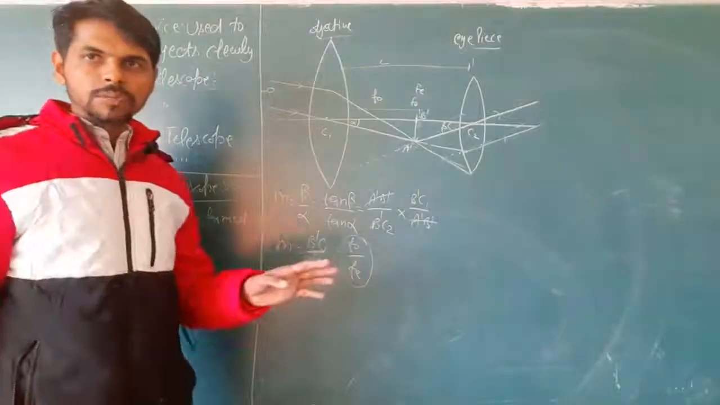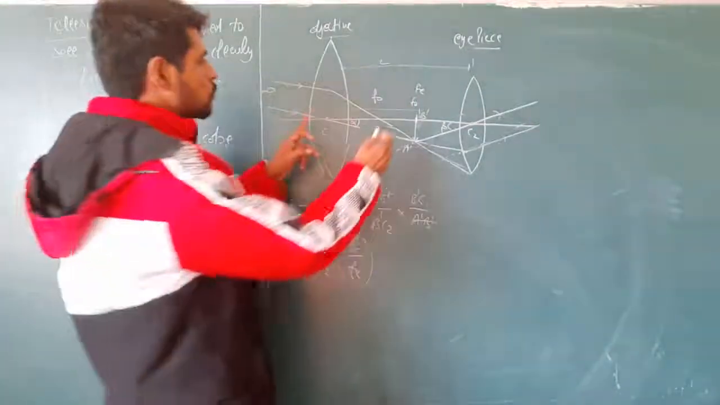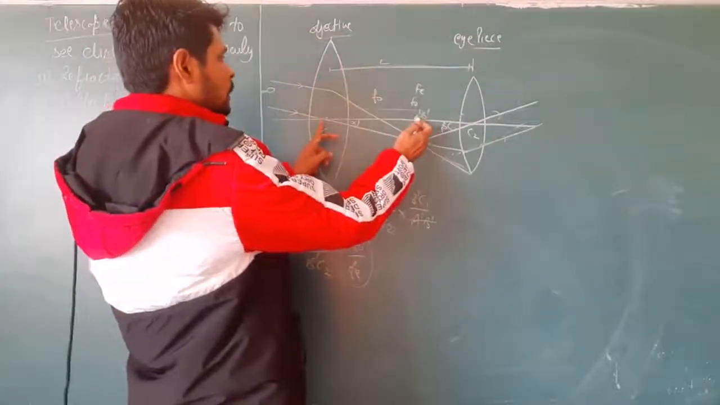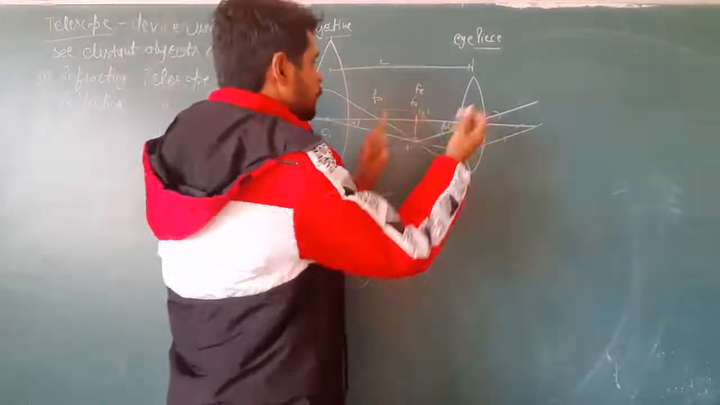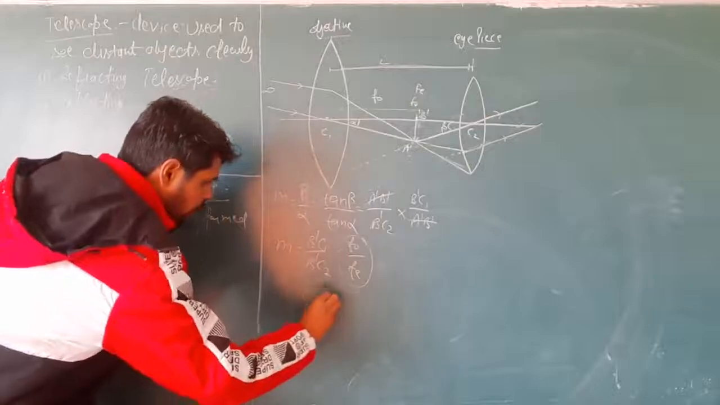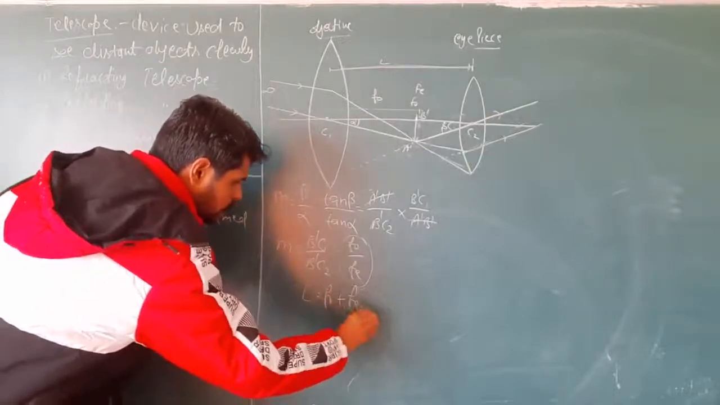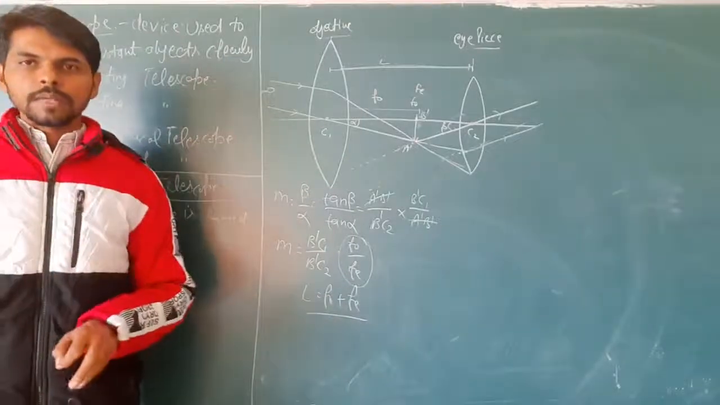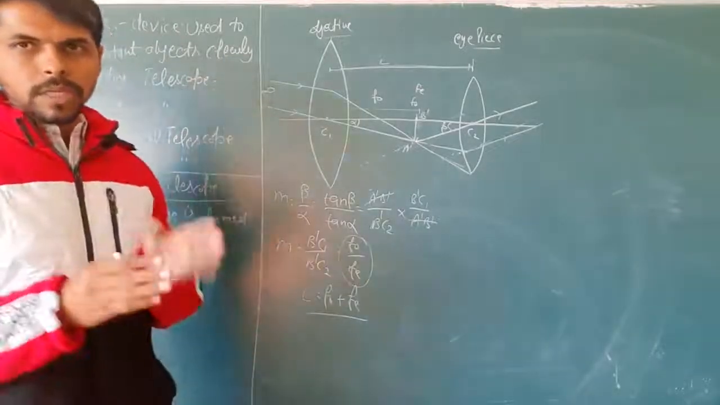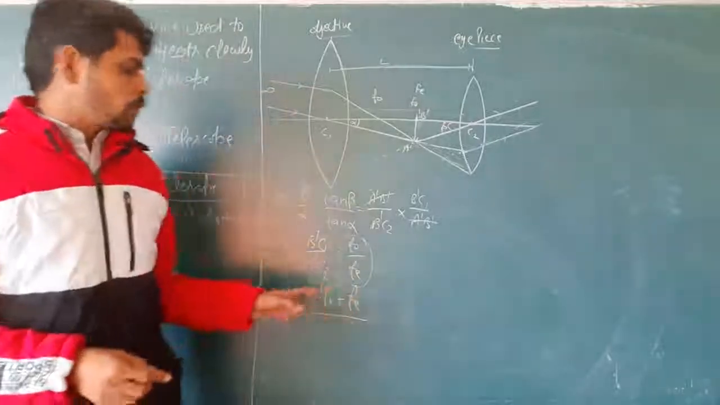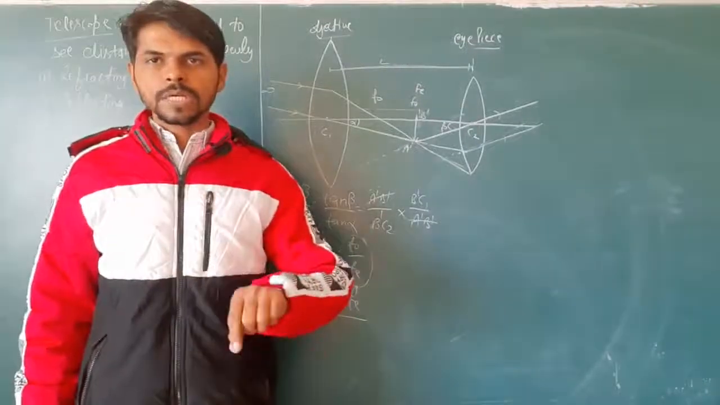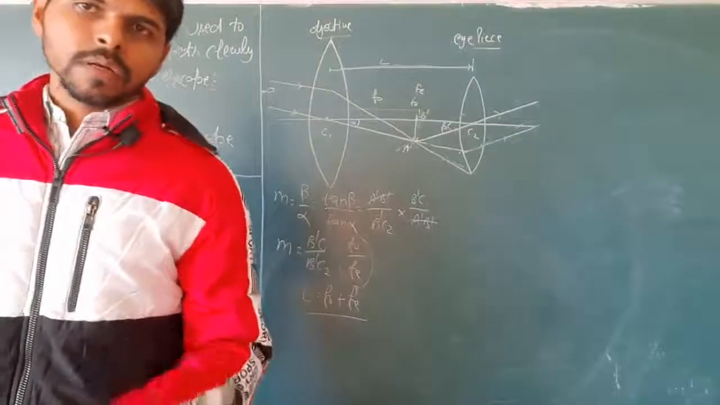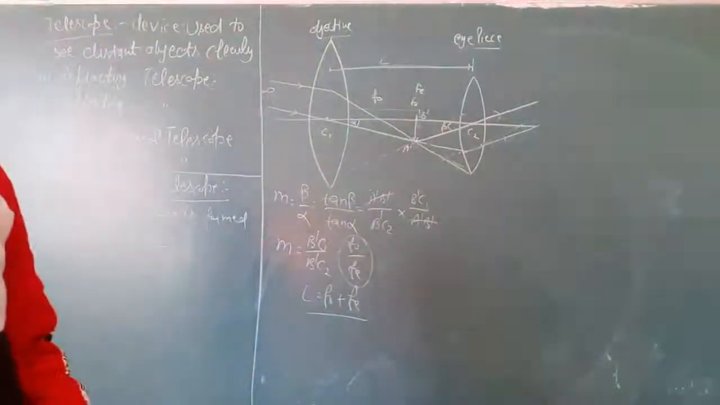L is the length of the tube. It is the sum of two, the distance between the optical centers of both lenses. That distance we can also write as f0 plus fe in this case. So L equals f0 plus fe when the final image is formed at infinity. The length of the tube in which the two lenses are mounted is f0 plus fe, the focal length of the objective lens plus the focal length of the eye lens. This was the first case, when the final image is formed at infinity.